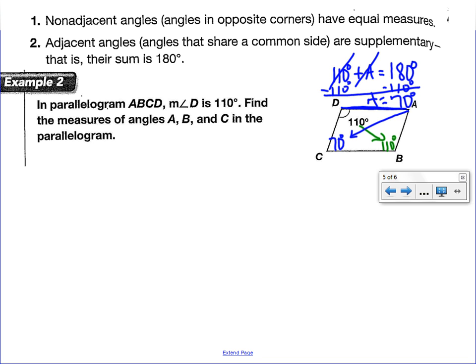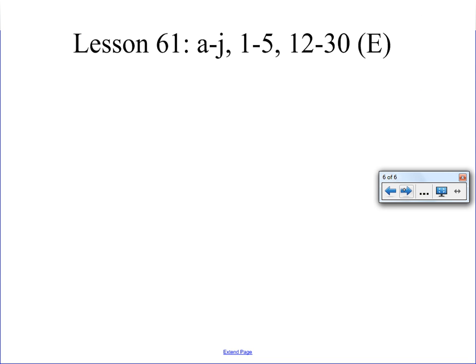Okay? Today your homework is lesson 61, A through J, 1 through 5, and 12 through 30 even. It will be due tomorrow when you walk in the door.